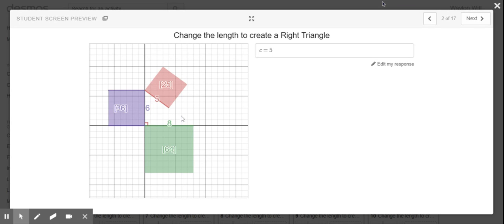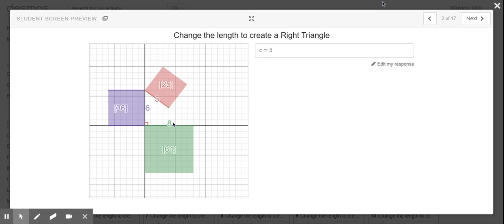And the hypotenuse is the longest side length of the triangle, which means it's also the biggest square. Since it's the biggest, I need to add these two things together. Remember, the two squares add together to give me the square of the hypotenuse. So I'm taking 36 plus 64 to get 100. But obviously that's not the answer, because if this side length is 6 and this side length is 8, 100 is way too big.